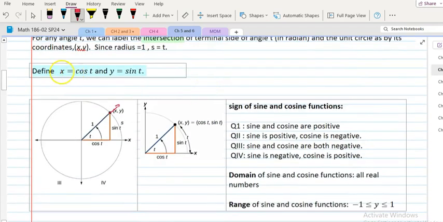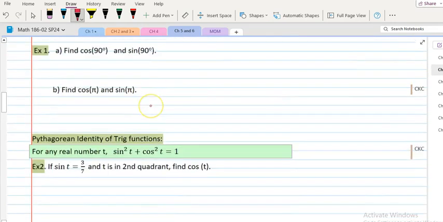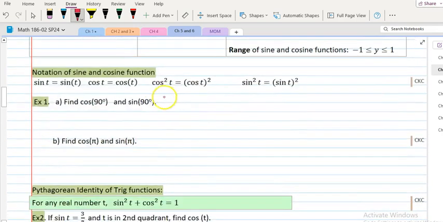Last time we said x is cosine t, y is sine t. T is the input. Where's my input? My input is an angle that goes from the x-axis counterclockwise for positive, clockwise for negative, until you hit the terminal side of your angle. This intersection with the unit circle gives a point (x, y). X would be cosine t, y would be sine t. So you don't need to calculate anything. You just need to look up what that x and y would be after you put in your angle.